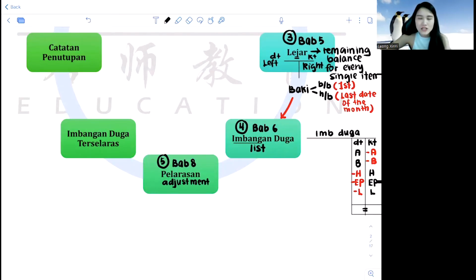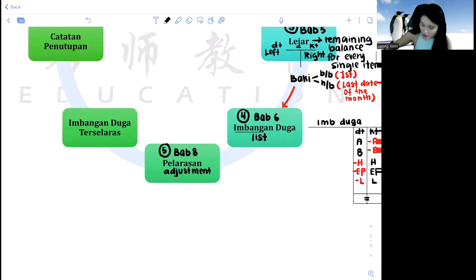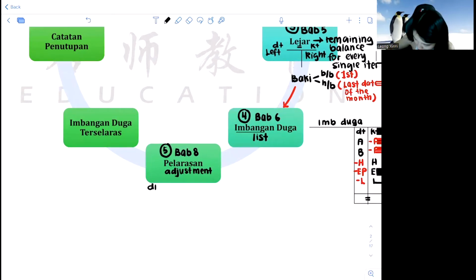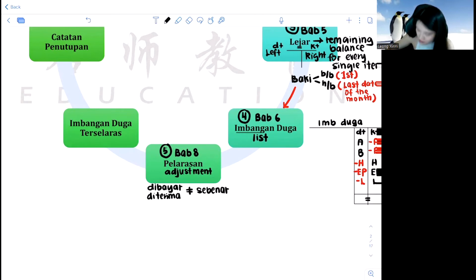Adjustment of what? Adjustment of various belanja dengan hasil. So in this stage, we actually seek to change the items into their correct number. You need to understand the amount that you dibayar, meaning you paid, or diterima, received, might not be the true value, sebenar. So in step number 5, we seek to turn all the numbers, which is the belanja and the hasil, into their true figure.